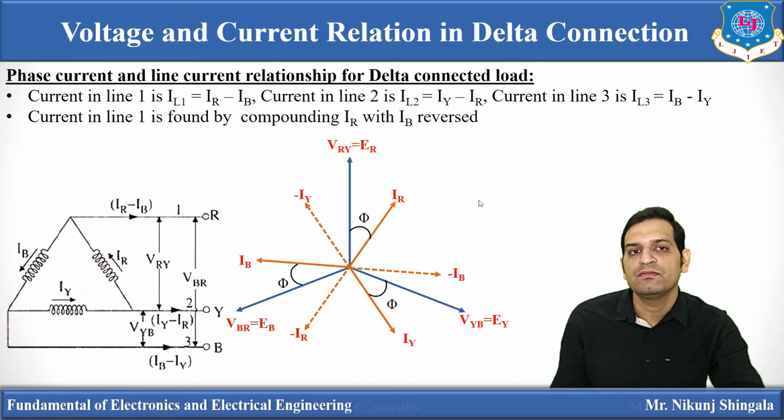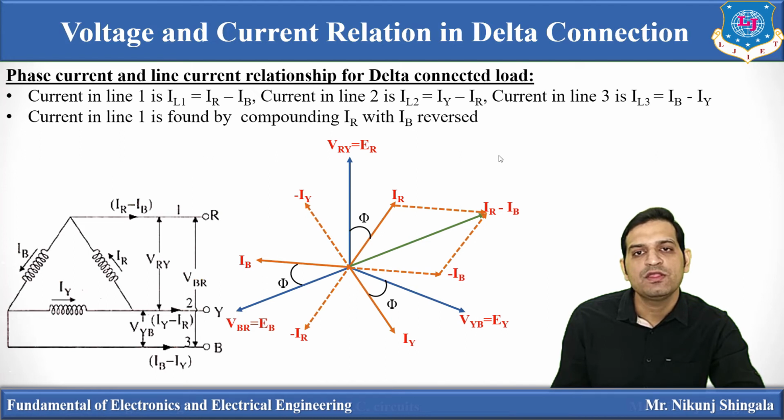So the resultant current, that is IL1, can be found using the parallelogram method that we have also discussed in the previous video lecture. So if we form the parallelogram, then the diagonal of the parallelogram will be nothing but the line current, that is IL1.